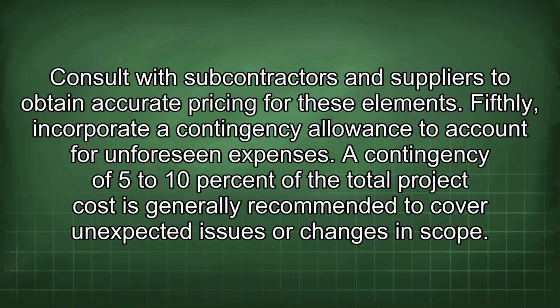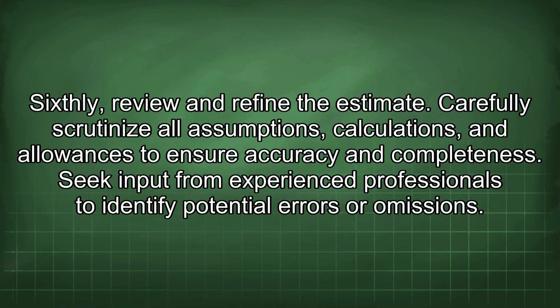Fifthly, incorporate a contingency allowance to account for unforeseen expenses. A contingency of 5 to 10% of the total project cost is generally recommended to cover unexpected issues or changes in scope. Sixthly, review and refine the estimate. Carefully scrutinize all assumptions, calculations, and allowances to ensure accuracy and completeness.